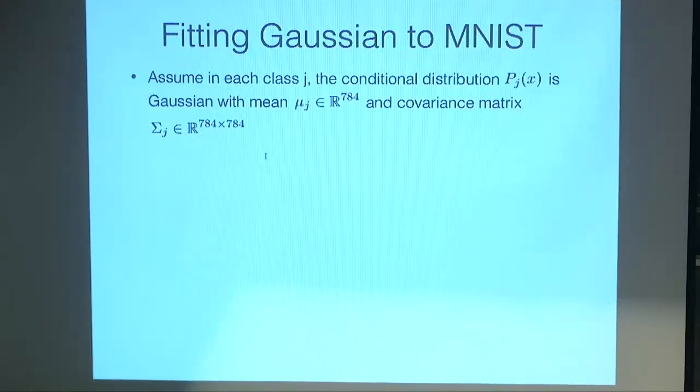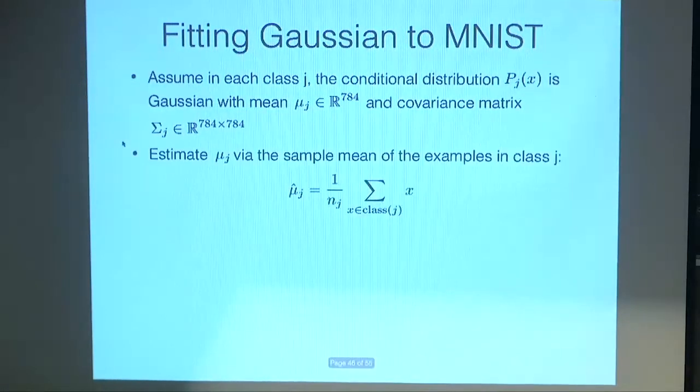And then to learn this model, we need to estimate this mean vector and this covariance matrix. How do we estimate the mean vector? Well, remember that the mean is the expected value of x. It's just the total average over all your possible values. And if we are given some training examples, then we can just look at the examples that belong to that class j and average all of them together, and that gives our estimator mu hat j.